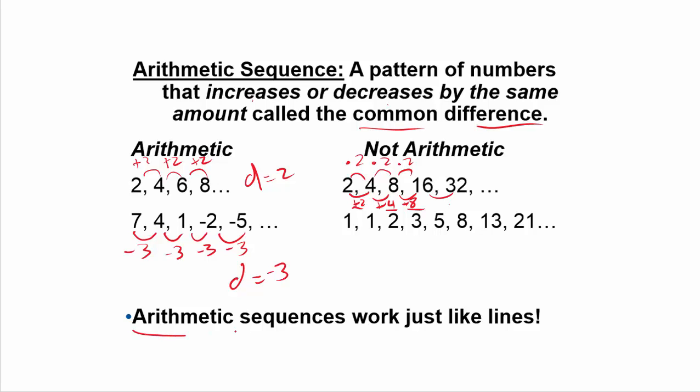Arithmetic sequences, if you were to graph the term number, whether you had the first term, the second term, the third term, and so on, and then the value of the sequence at that point, and I'm just making up an example here, they would make a nice straight linear path. So they would work just like lines. And we'll talk about their connection to lines in a little bit.